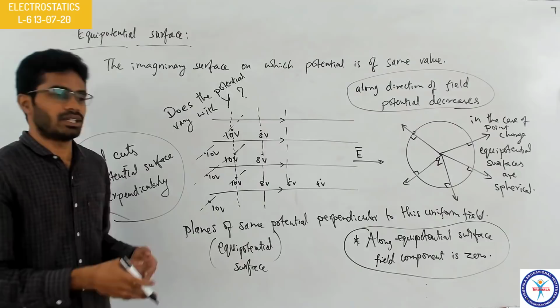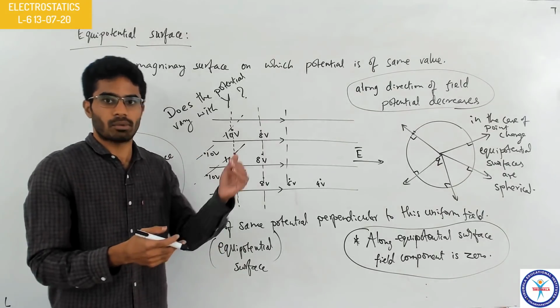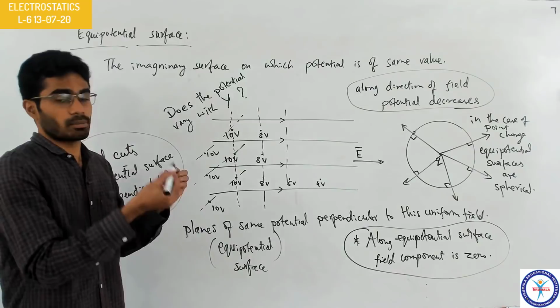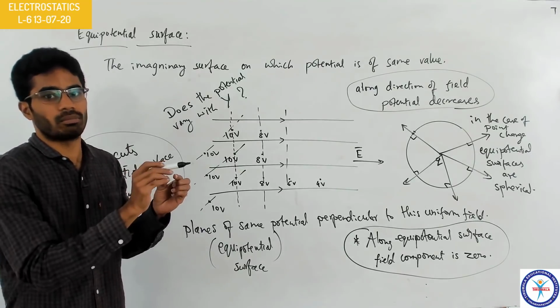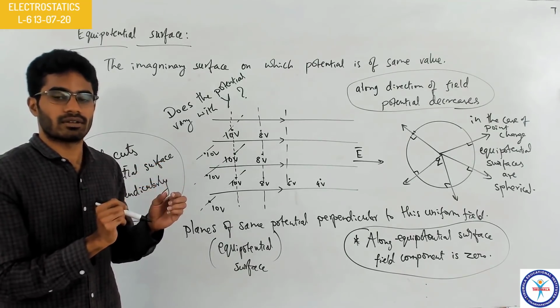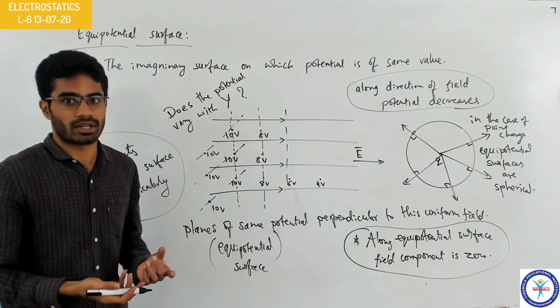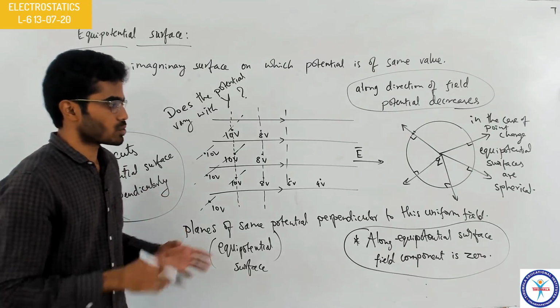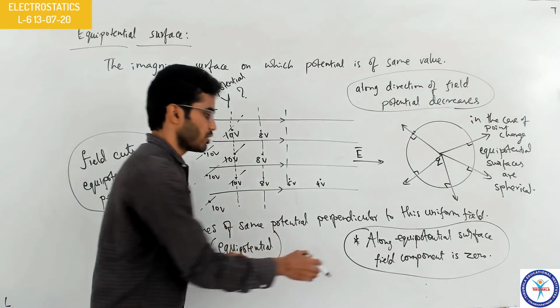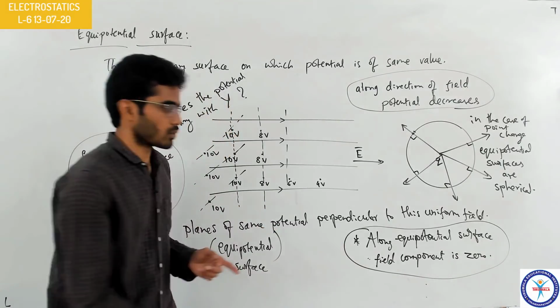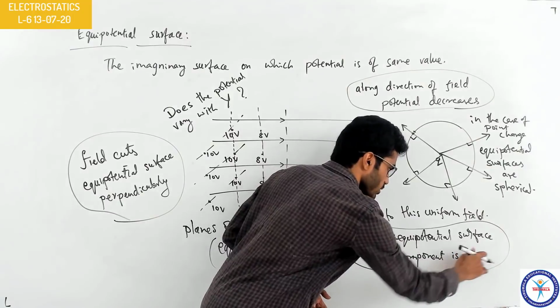By definition, equipotential means it should be of the same potential. So if the points are of the same potential, why will the field be present along the surface, right? If the field is present, the potential should vary. So it is a contradiction, it cannot be true. So along the equipotential surface, the field component is always 0. You can add always.